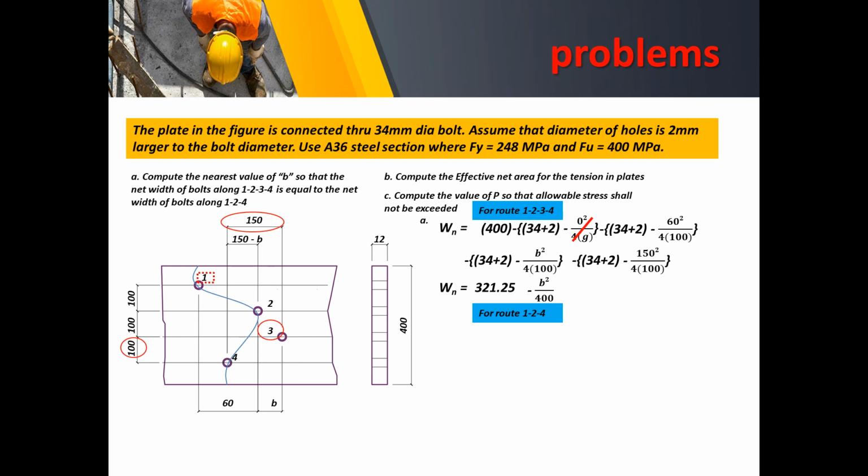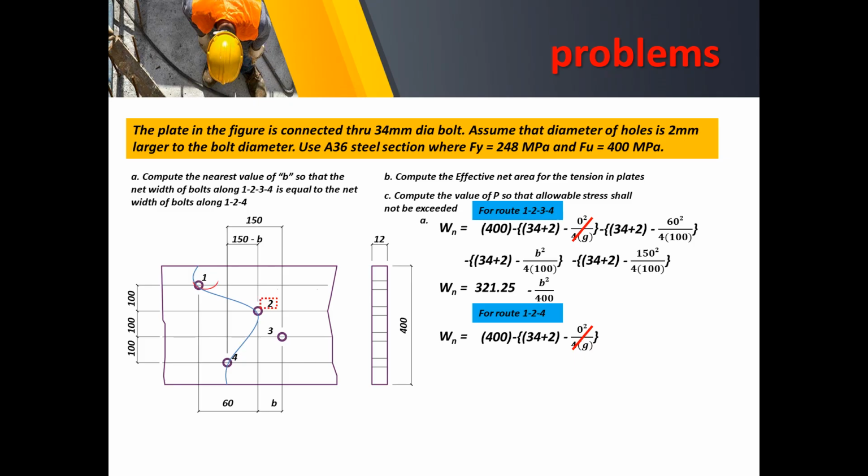So first, the first bolt, of course, has no pitch spacing. And then for the second bolt, say number 2, coming from 1, there will be a pitch spacing of 60 and a gauge distance of 100. So we place that into our D prime equation, 60 and 100.